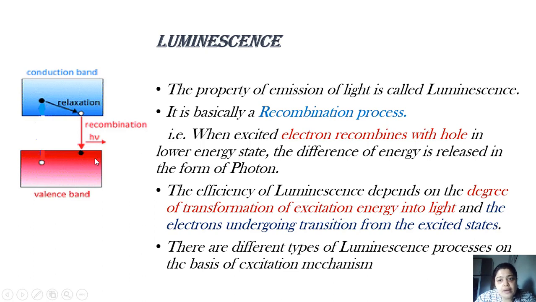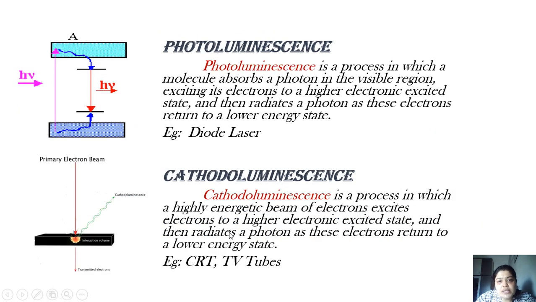So you won't get light as an output. So luminescence basically depends on the excitation mechanisms. There are many processes, but two or three processes which are related to our syllabus we'll discuss. The first one of them is photoluminescence.